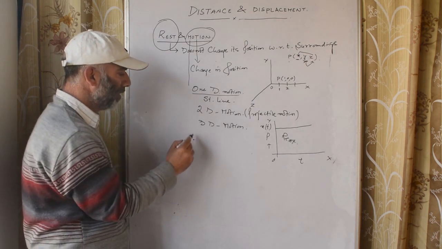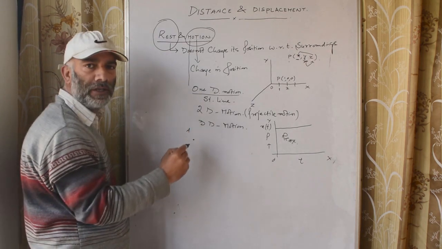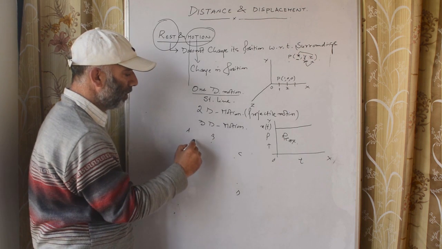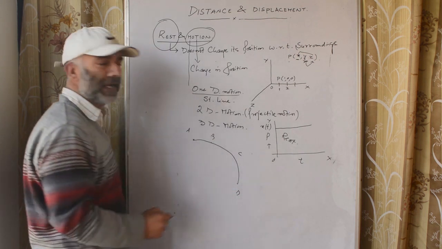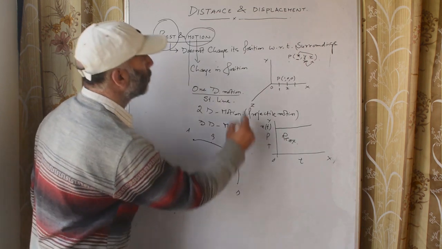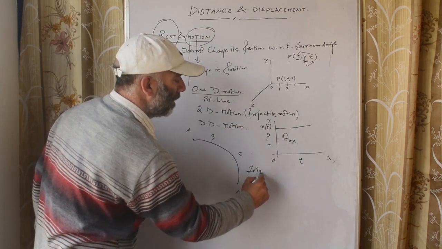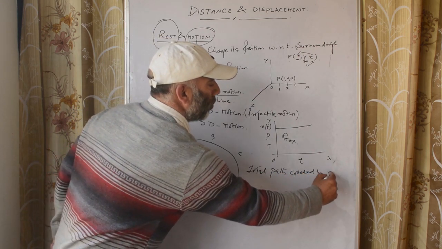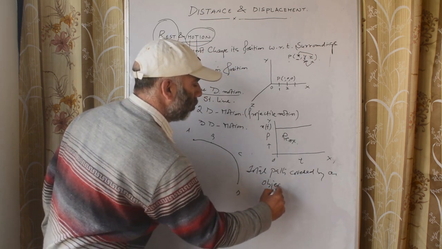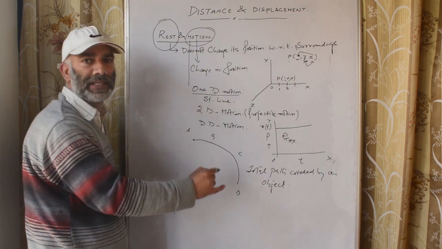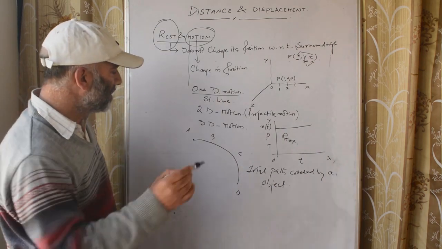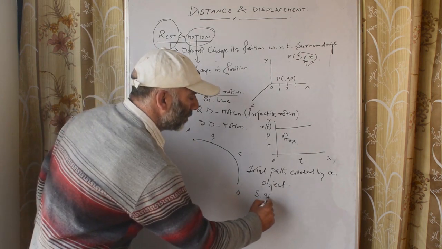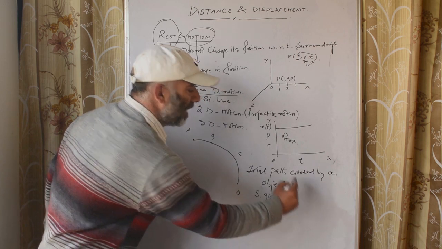For example, if a body starts its motion from A, after A it moves to B, C and D. Look here, the total path covered by the particle. This is total path. So this distance is basically the total path covered by an object. Total path covered by an object is known as the distance. Since this distance is only having magnitude and no direction, it is a scalar quantity. Remember, it is a scalar quantity.